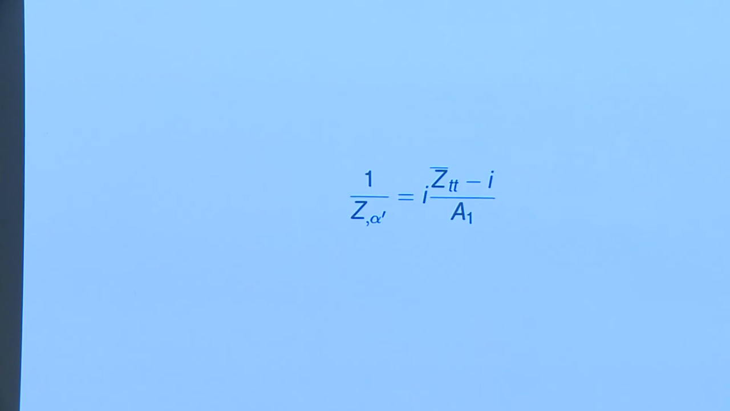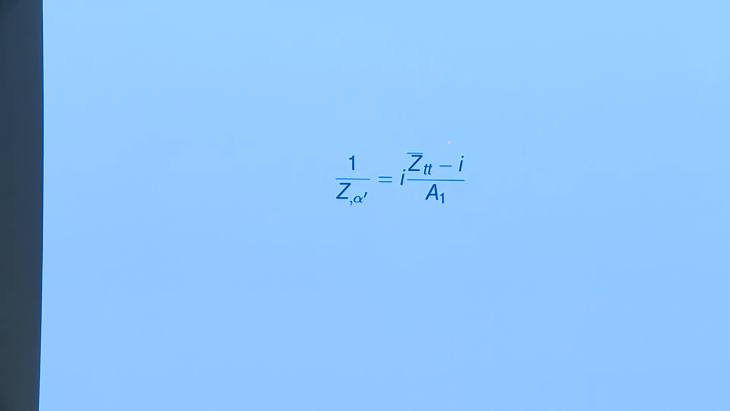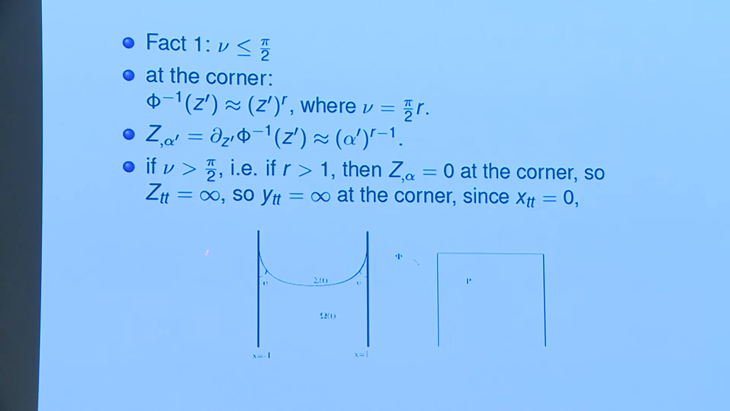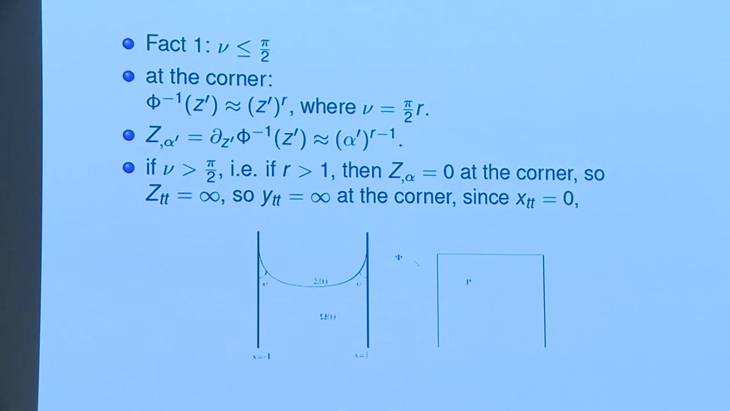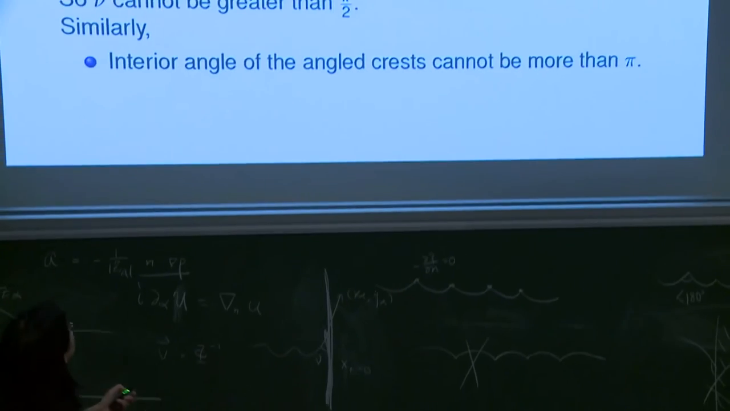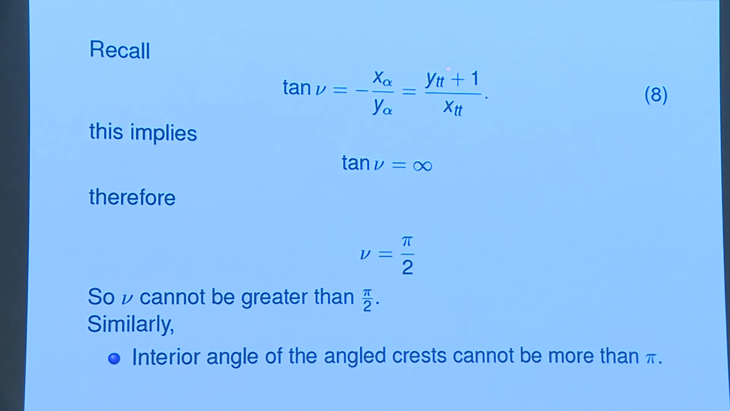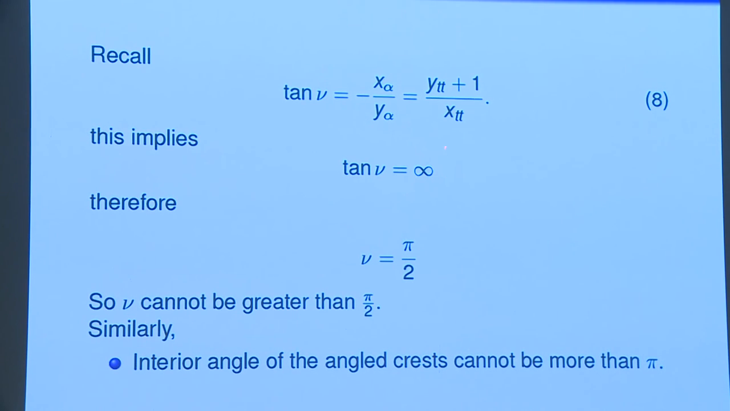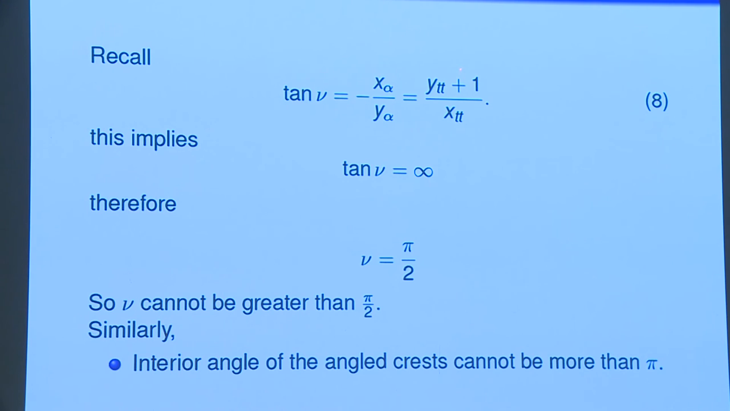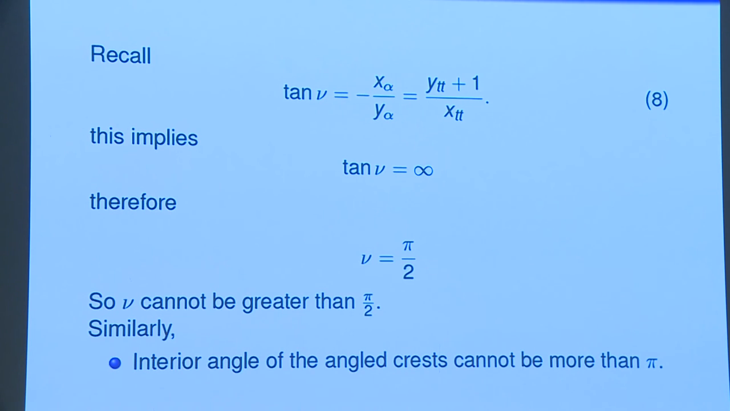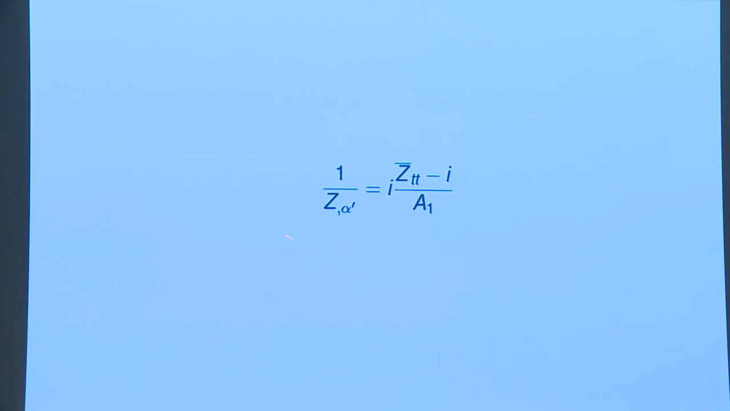And alpha being 0 at the corner means z_tt has to be infinity, if you look at this formula, because A1 is greater than or equal to 1. So z_tt is infinity. This means y_tt has to be infinity at the corner, because x_tt, we already know, is 0 along this line. Remember that was the formula for the tangent of the angle, so the tangent of mu has to be infinity, because the denominator is 0 and the top is infinity. So in the end, if you start with anything bigger than pi over 2, it has to be pi over 2. You cannot have anything bigger than pi over 2. This is purely determined by this relation, which is the Euler equation.